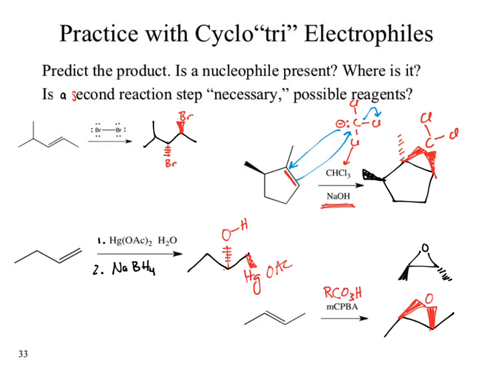Okay. The mercury wants its electrons back, which means it needs to take the electrons, which means what charge builds on that carbon? Positive. What would I need to replace it? A negative. What does sodium borohydride supply? Negative hydrogens, also known as hydrides.